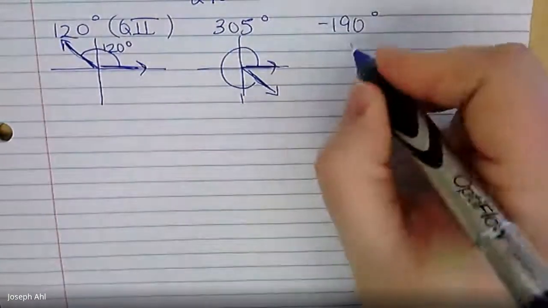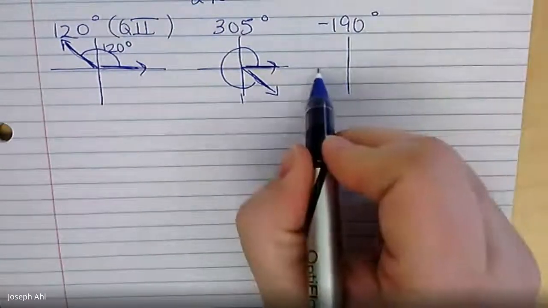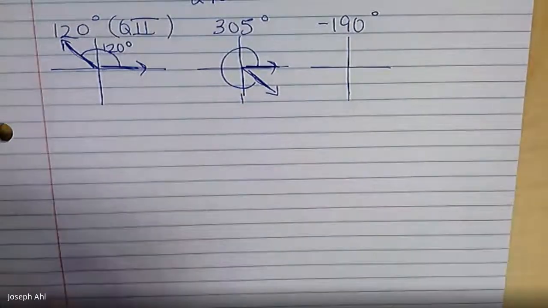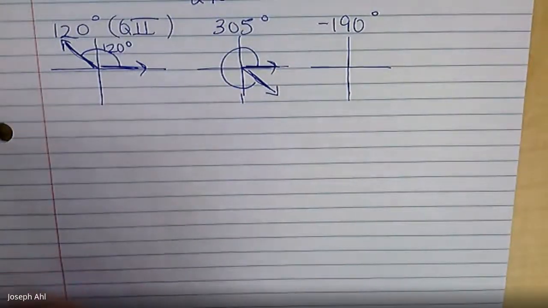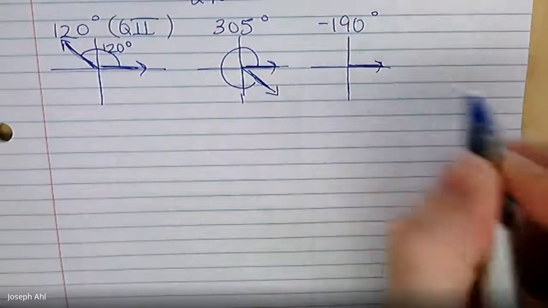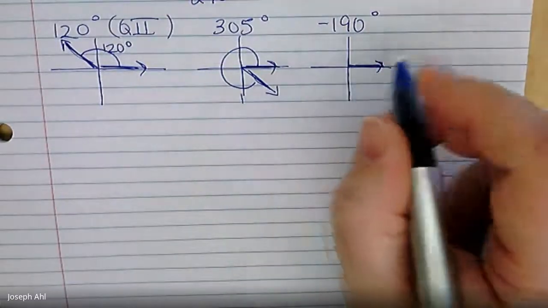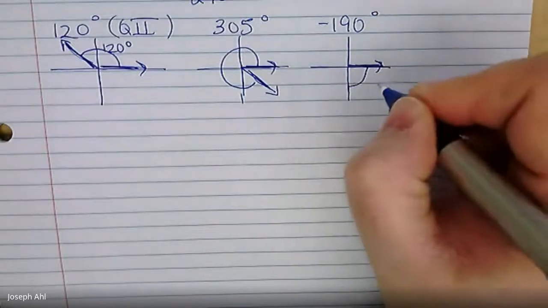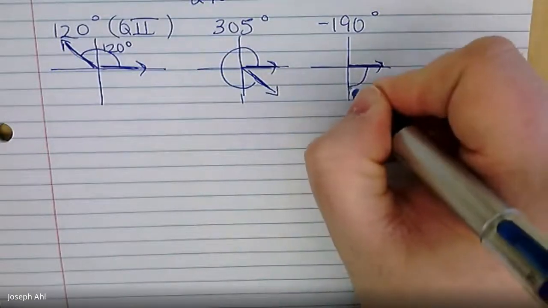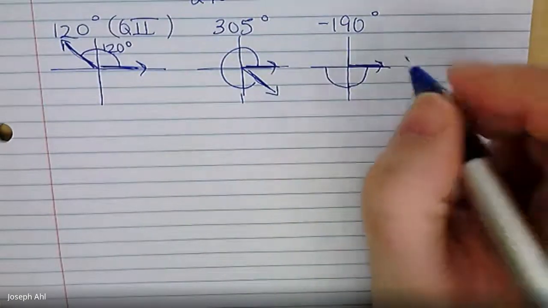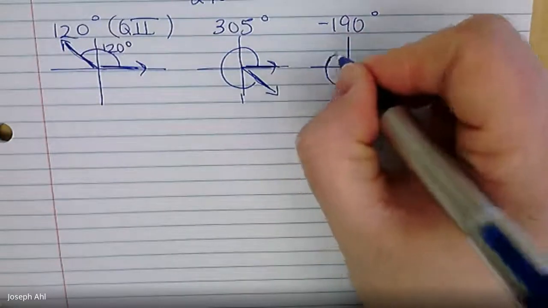Okay, how about negative 190? So remember that if the angle is negative, all that means is you're going to go 190, but you're going to go in a clockwise direction. So if I go here, that's 90 degrees. If I go half circle, I know that that's 180. So I need to go another 10 degrees, which brings you into quadrant 2.